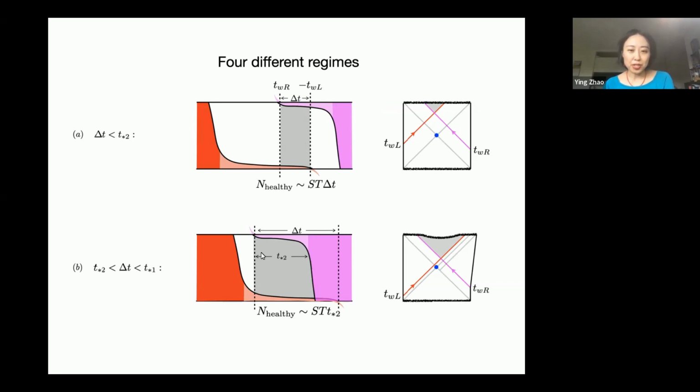There will be an interesting regime when the two scrambling times are different. You actually have a regime here. You see that in this case, when you change delta T, this gray part, this overlap, so this healthy gates in the overlap part, this part actually no longer depends on delta T. So whatever we're interested in, this quantity, what this corresponds to in the gravity part, actually becomes time independent.